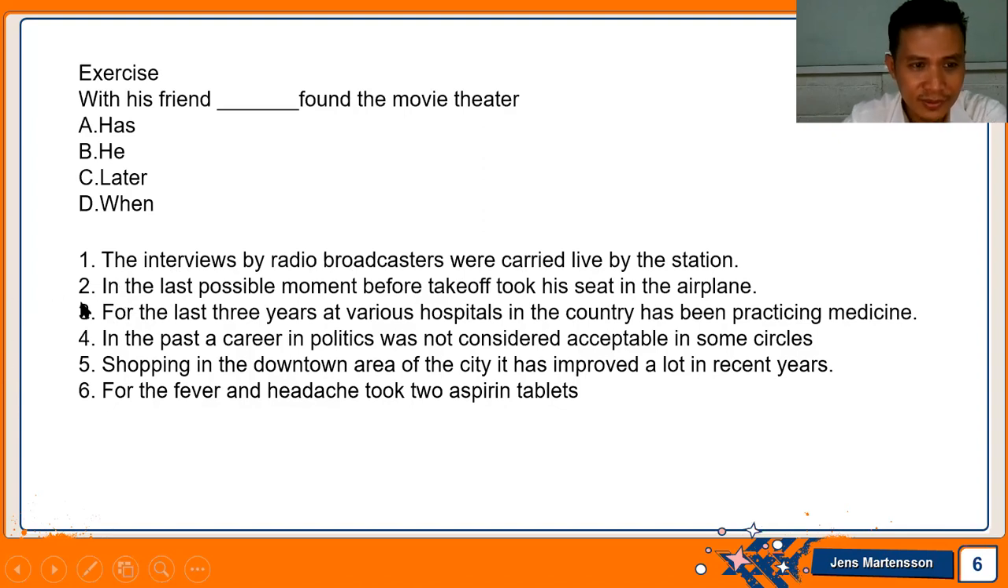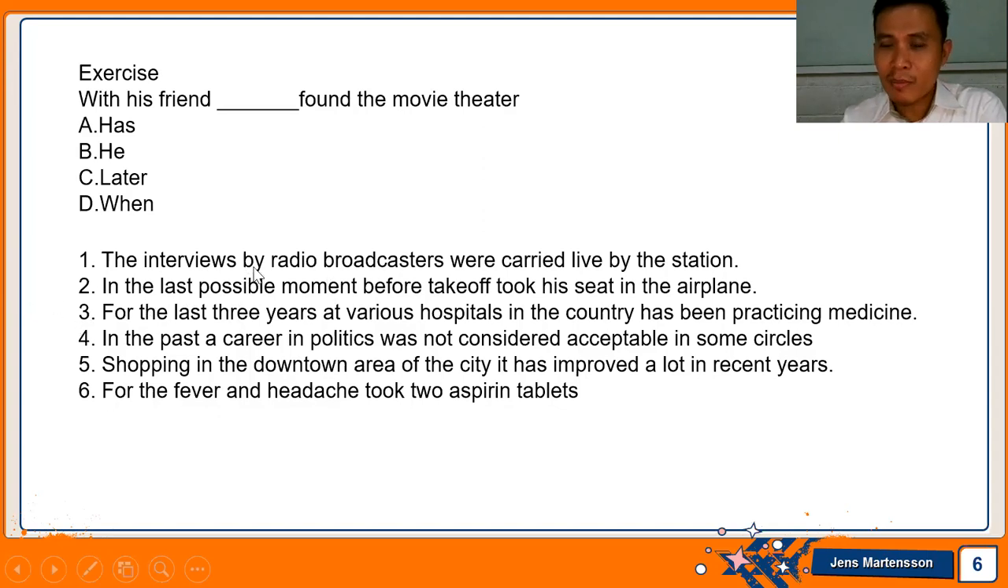Okay, number two. In the last possible moment before takeoff, took his seat in the airplane. Is it a good sentence or not? Do you find the subject here? In the last possible moment, sir. Is that the subject? Yes, sir.